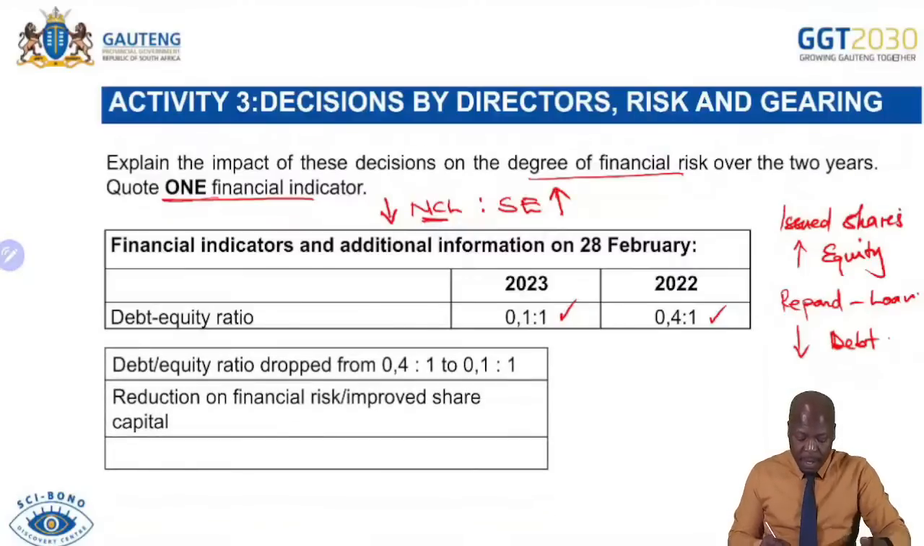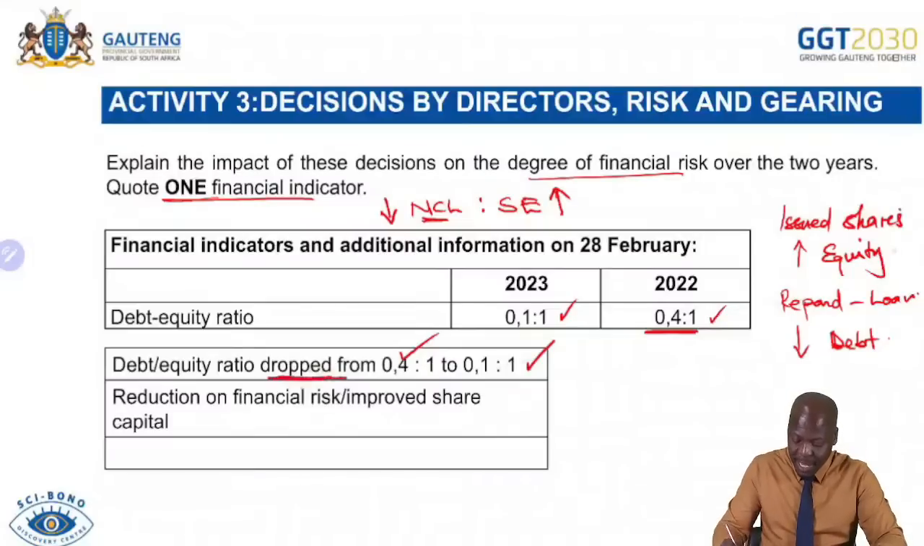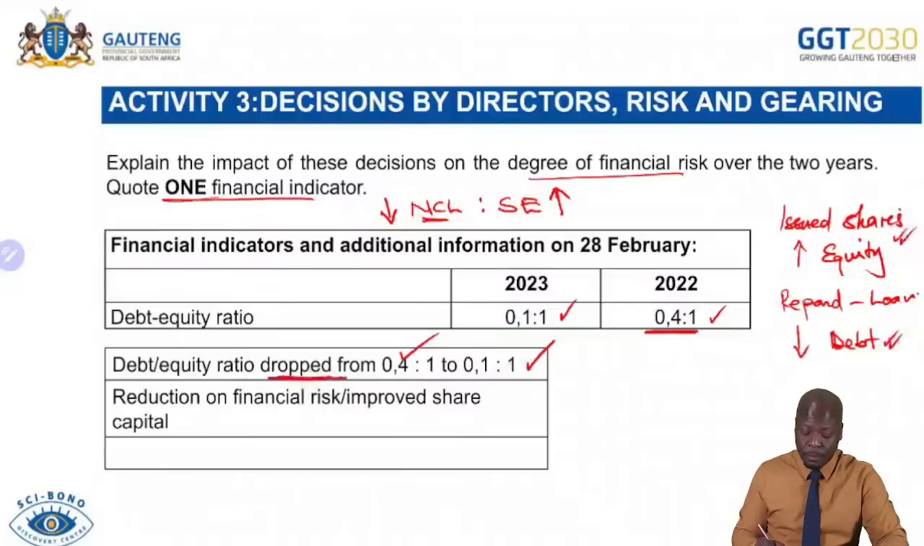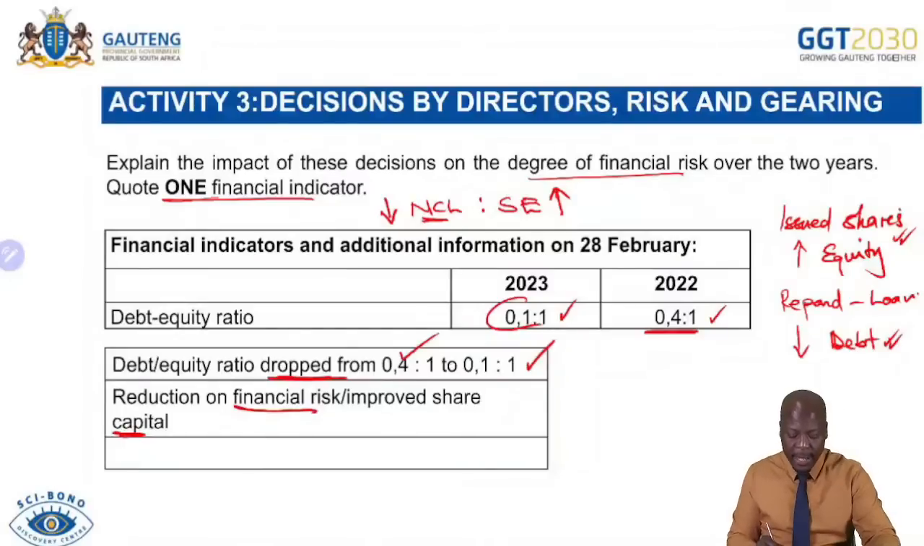As you will see here, the debt equity ratio has dropped from 0.4:1 to 0.1:1. It has dropped. Why did it drop? Because the company has issued shares and it has repaid the loan. That is the main reason. All right. And then you can see that there's a reduction on financial risk, which has seen an improvement in share capital. So there's a reduction on financial risk as the debt equity ratio has decreased.